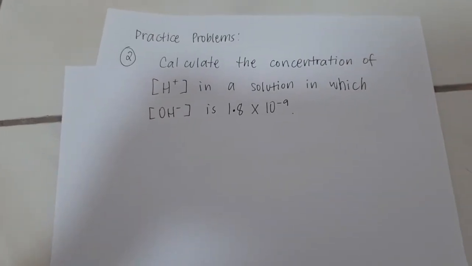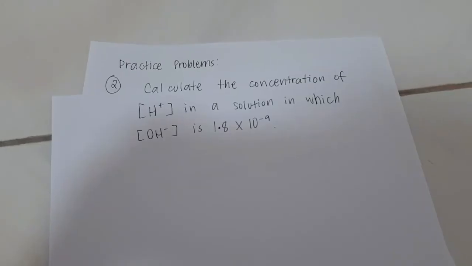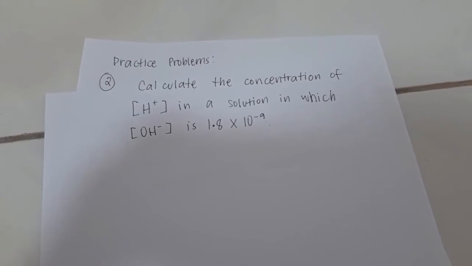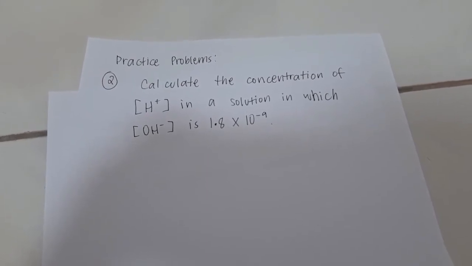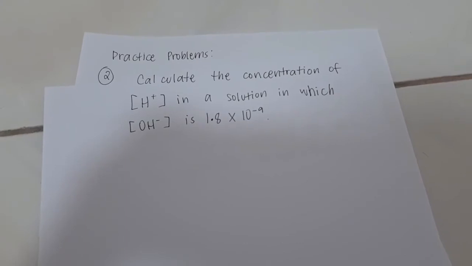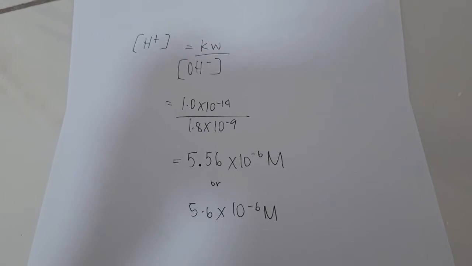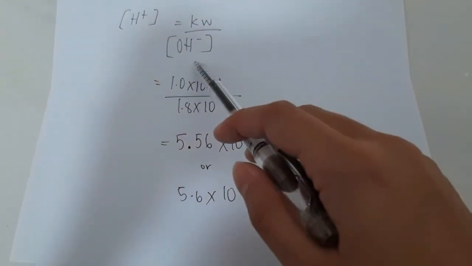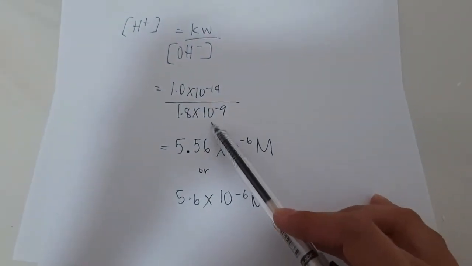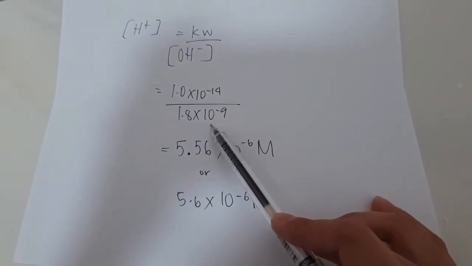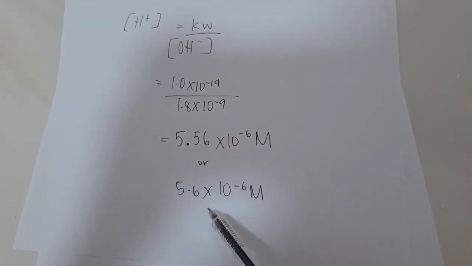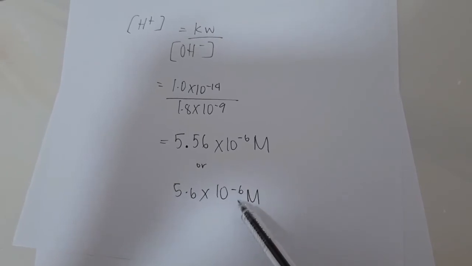Now let's move on to the next problem. Calculate the concentration of hydrogen ion in a solution in which hydroxide ion is 1.8 times 10 raised to negative 9. The formula is the same as the first one. Now changing the hydroxide ion, it will be 1.8 times 10 raised to negative 9. And the answer will be 5.6 times 10 raised to negative 6 molar.